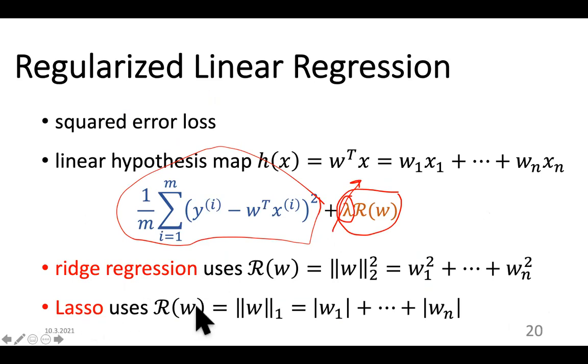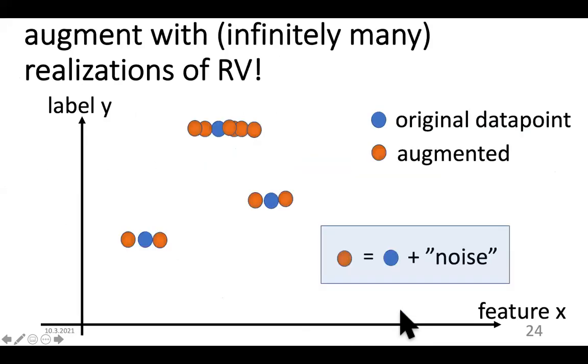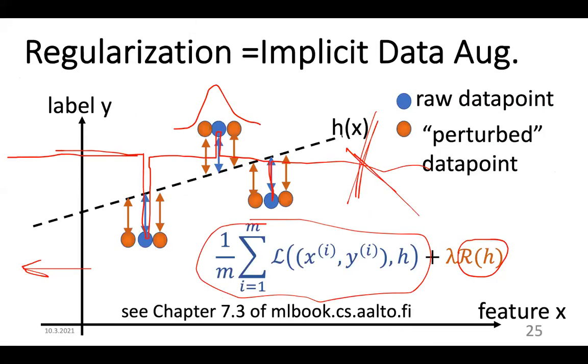And I'm not sure what the distribution for lasso is. I was thinking about deriving that, but I didn't find time yet. It would be interesting to know what is the corresponding distribution for the augmented data points in lasso. Okay. So it turns out regularization is actually the same as data augmentation.